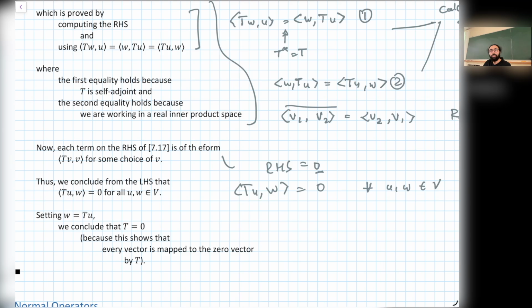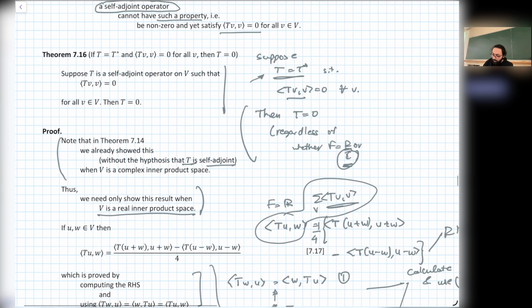Correct? Okay. And now what do we want to conclude? We want to conclude that T is a 0 operator. How do we do it? It's the same old trick. So TU is going to give you some vector U prime, and you set W equals U prime. So what will you get? You'll get the norm of U prime is 0, which means what? That U prime itself is 0. Which means that T is mapping all vectors to the 0 vector, which is the definition of a 0 operator. All good? Okay. So that was theorem 7.16.